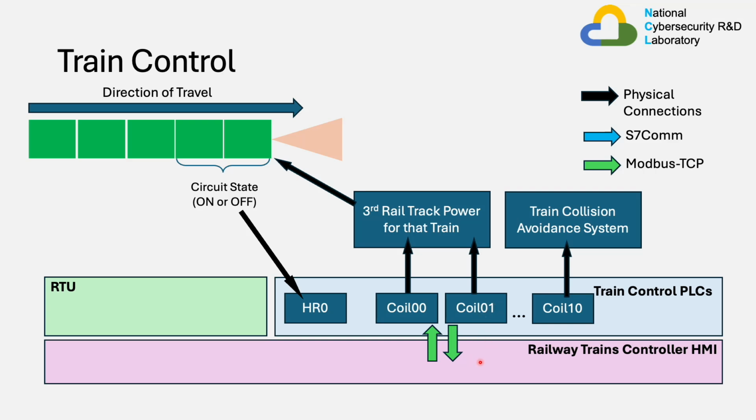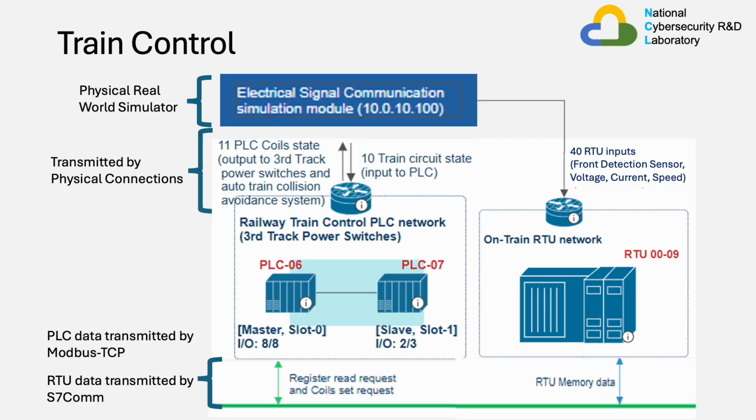The train's controller HMI can also control coil 10 on the train control PLC. This coil 10 determines the auto collision system on the trains and will prevent trains from crashing if it is high or enabled. This is a network diagram to help us summarize what we've gone through on train control.